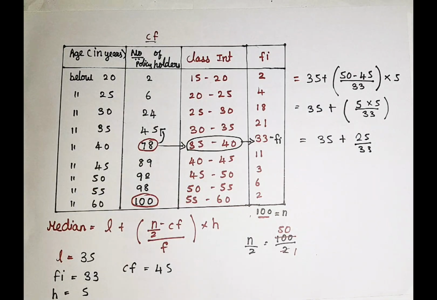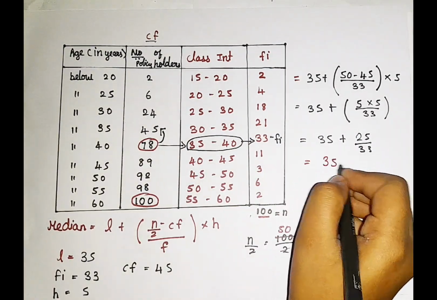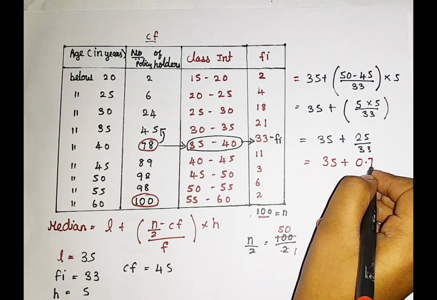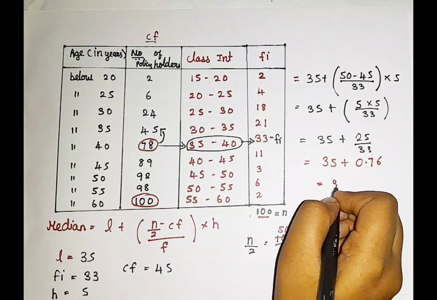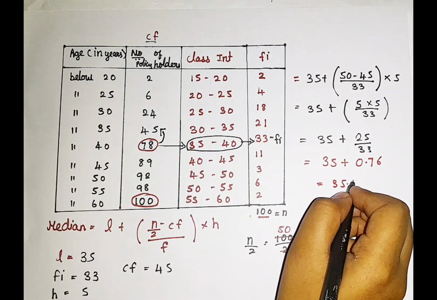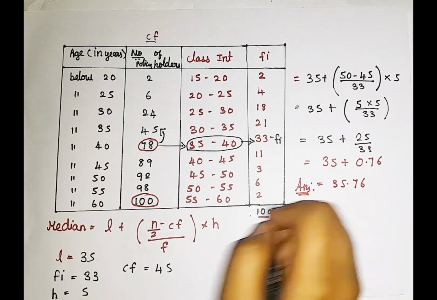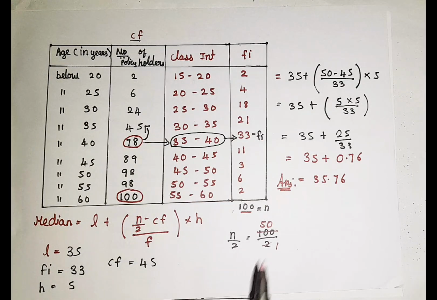Okay, so now we can write is equal to 35. So 25 divided by 33 is 0.76. So when we add them, we'll get 35.76. So this is going to be your answer. Okay, so now we got a value, right? So what is the meaning of this answer?